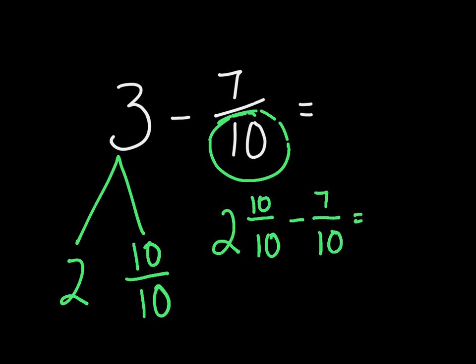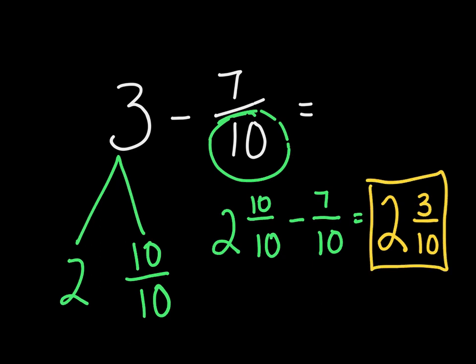The denominators are alike, so that's okay. We're going to keep the whole number, which is 2, and the denominator stays the same. 10 minus 7 is 3. So our mixed number is going to be 2 and 3/10. And we cannot simplify this fraction because 3 and 10 have no factors in common that I could divide the top and the bottom by.